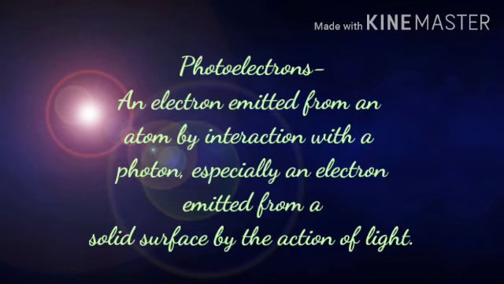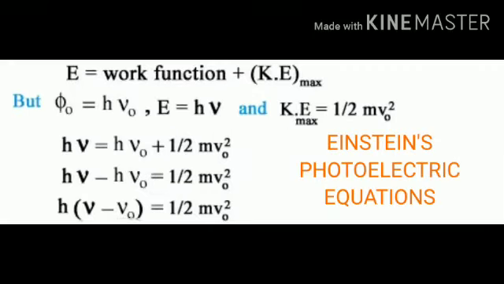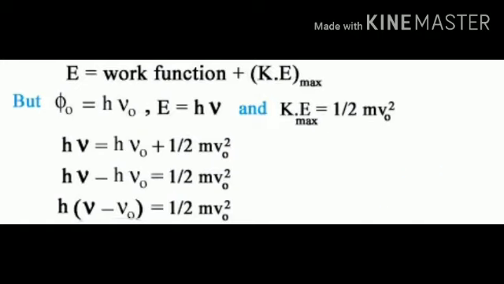Here is the definition of photoelectrons. As we discussed earlier, the energy of a photon is divided into two parts. First, W, which stands for the work function, is used for liberating the electron. Second is kinetic energy, which is given to the electron when it is ejected. These equations are known as Einstein's photoelectric equations and can be used to explain the laws of the photoelectric effect.